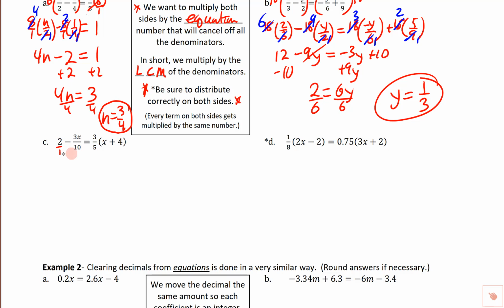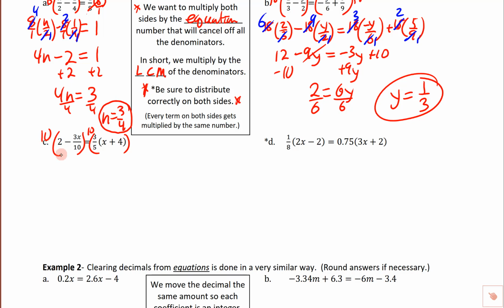We're going to stop and think, I need to cancel off a 1 and a 10 and a 5. And this one's pretty easy. And again, if you don't want to write the 1, you don't have to. I just put it there so we could kind of think in that direction. So we need something that's going to cancel off a 10 and a 5. So the thing that will do that is going to be a 10. So we're going to multiply both sides by 10. So we'll put this right here, and then let's think our way through this.